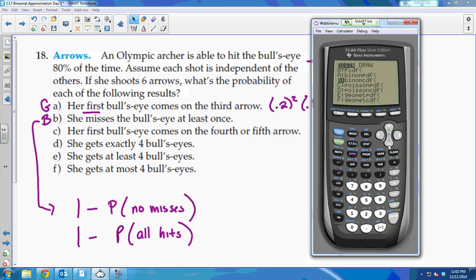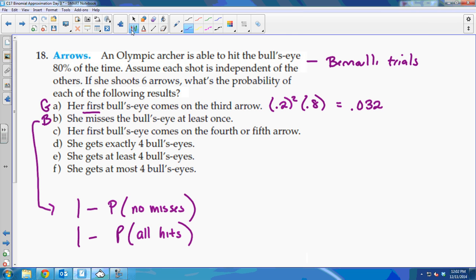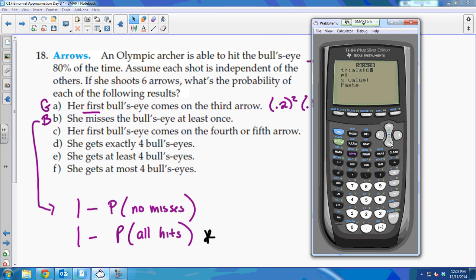Wait, so how many trials? There's 6 arrows. Let's make sure we're all on the same page. I'm doing all hits. So if she's hitting them all, that means the probability of hitting a bullseye is 0.8, and then that's how many she gets out of 6. So in this case, all hits is 6.